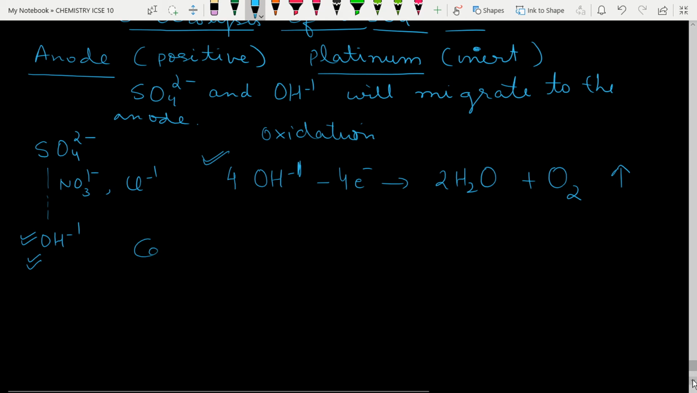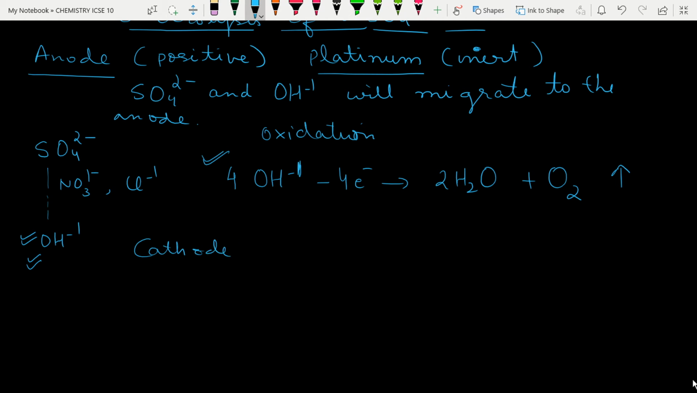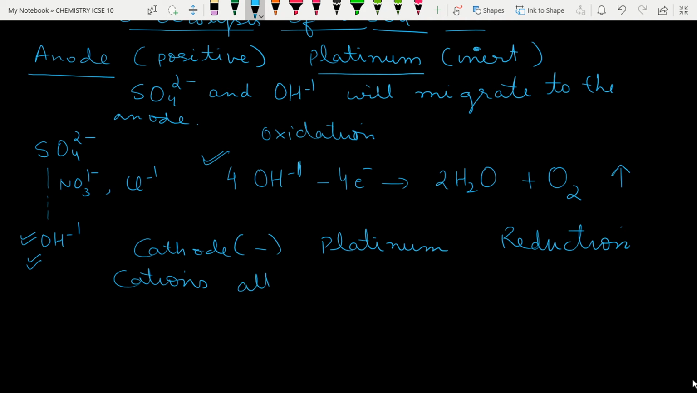Now let us see the cathode. Cathode is negative in charge, and cathode is also made up of platinum, and we know that cathode is the place where reduction takes place, and the cations will be attracted here, and the cations attracted are, yes, we have H+ and Cu2+.